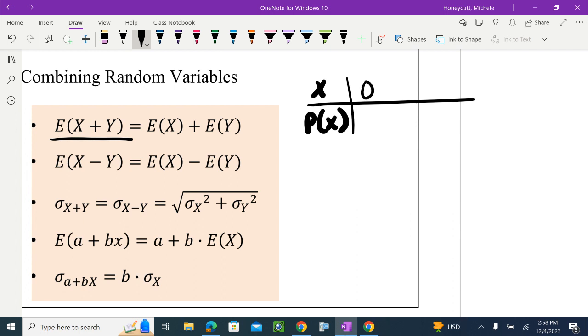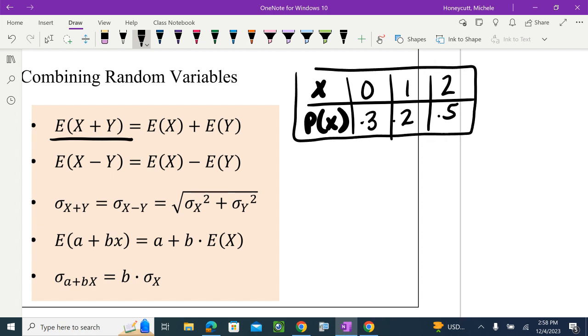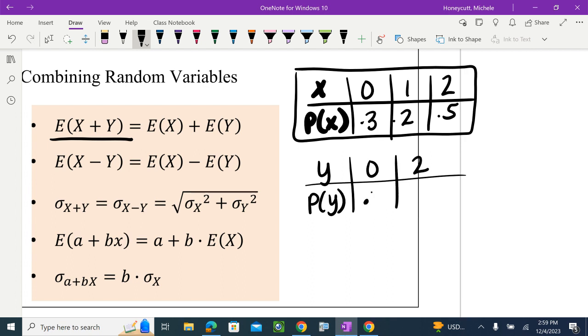So let's say I had 0, 1, and 2. Let's say 0.3, 0.2, 0.5. So here's a distribution for x. And then a distribution for y. Probability of y. Let's say I just had 0 and 2, 0.2, 0.8.